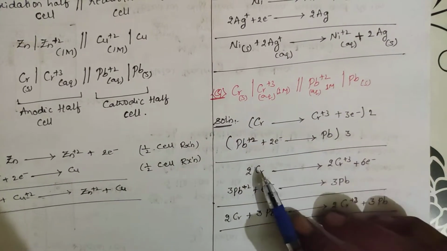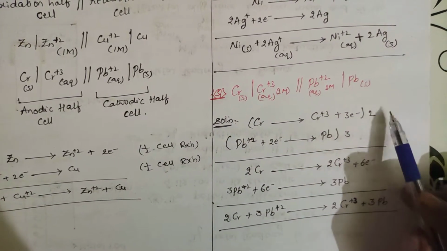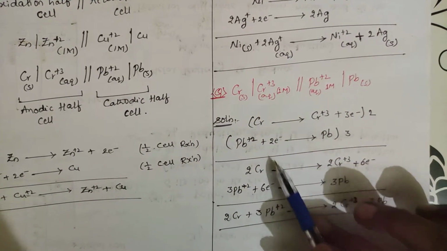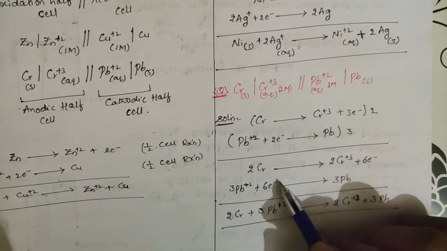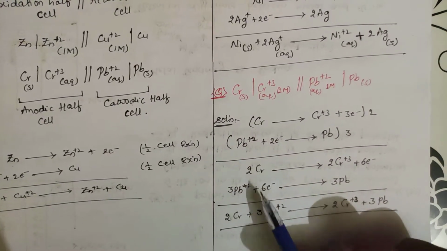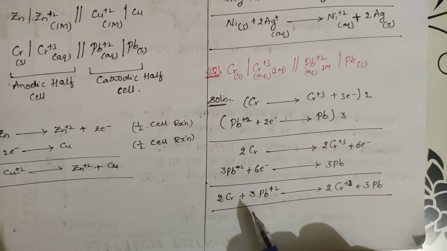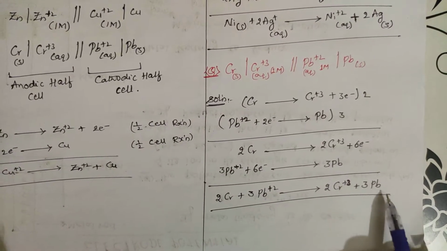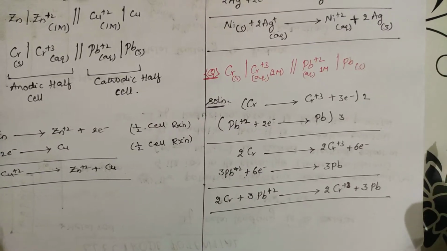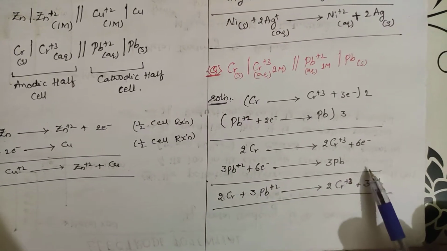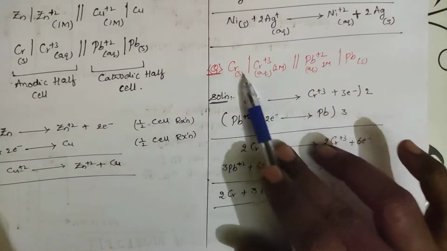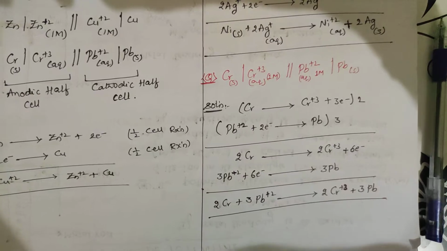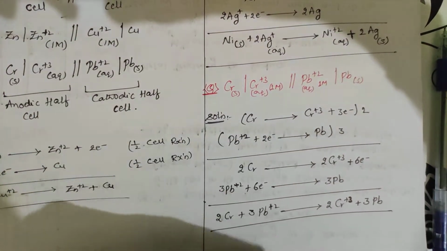So 2 chromium gives 2 Cr plus 3 plus 6 electrons. Here 3 Pb plus 2, 3 into 2, 6 electrons, gives rise to 3 Pb. So the 6 electrons will be cancelled. The net equation will be 2 chromium plus 3 Pb plus 2 gets converted to 2 Cr plus 3 plus 3 Pb. This is the way of writing the cell reaction, and this is the notation: a short way of representing the cell and what happens inside it.